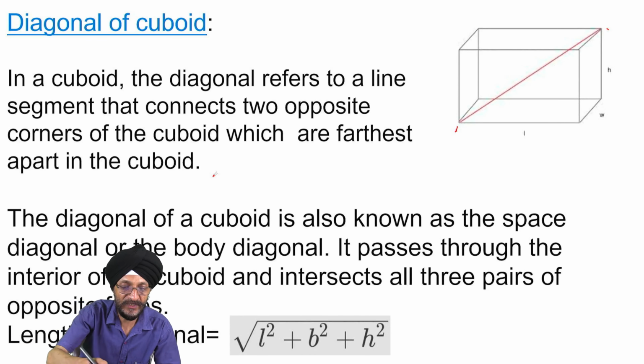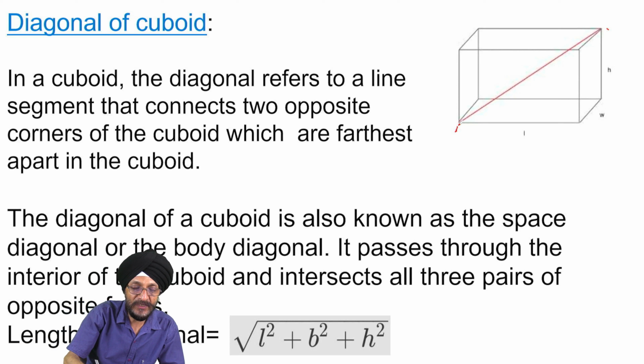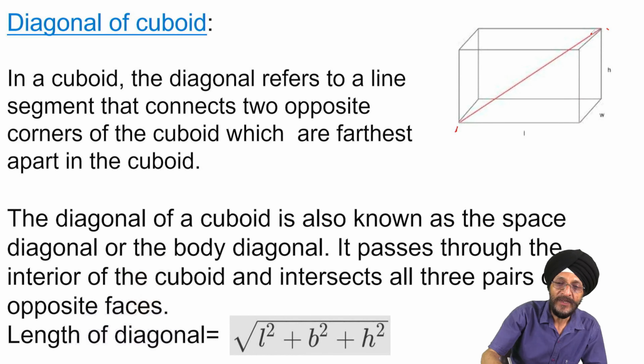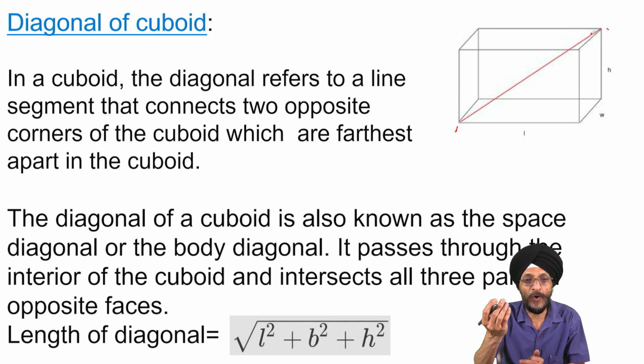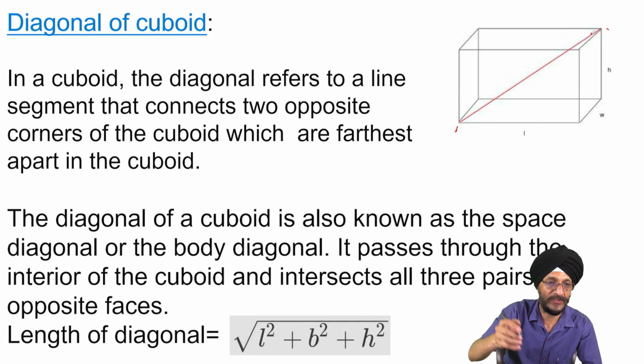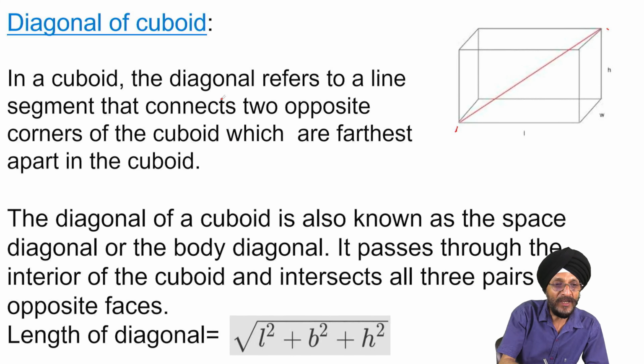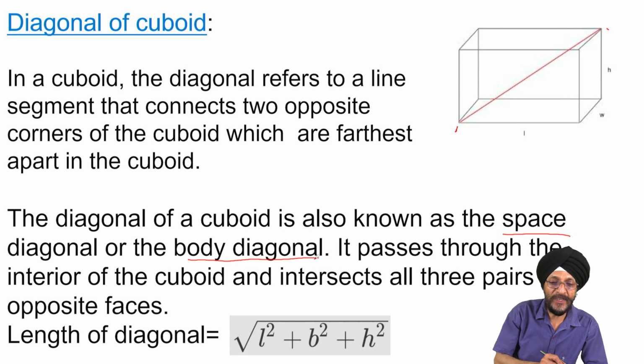So you can see here in this picture, this is the cuboid, and this is the diagonal which is passing through the inside of the cuboid and reaching the other side of the cuboid which is farthest apart. Now the diagonal of the cuboid is also known as the space diagonal or the body diagonal.